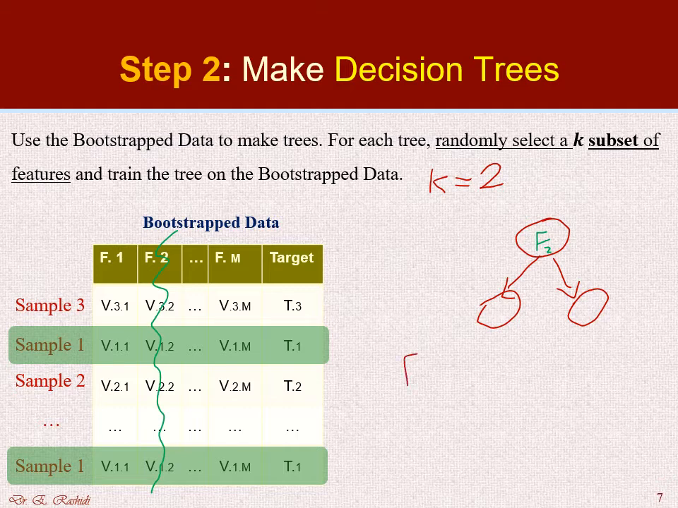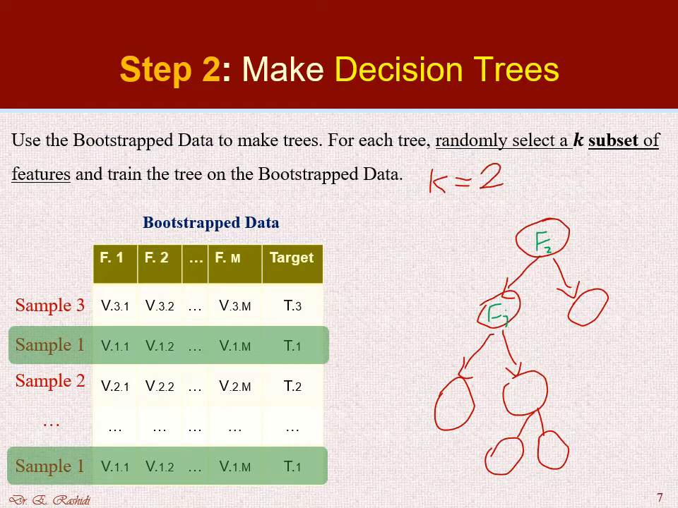Suppose I take feature number i and feature number j. I try to see which one of these features give me the best split. Suppose it's feature number j. I use this feature to split my tree. And we do this over and over until we get a completely grown tree, in which no further splitting is possible. So this is our first tree. We're going to continue this with another tree and another tree and another tree until we get a forest.